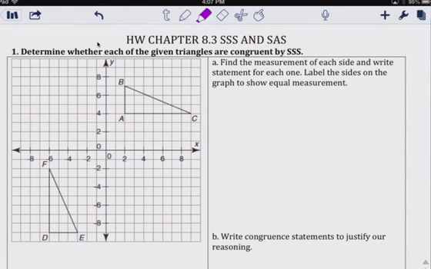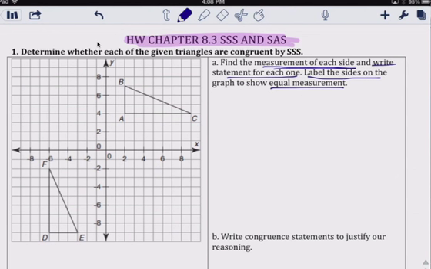Homework. It should say this at the top. It's with the notes. Unfortunately, I should have made it separate, but I made it the same. I don't know what I was thinking. But it says find the measurement of each side and write a statement for each one. Label the sides on the graph to show equal measurement. Okay, those are those tallies, okay?